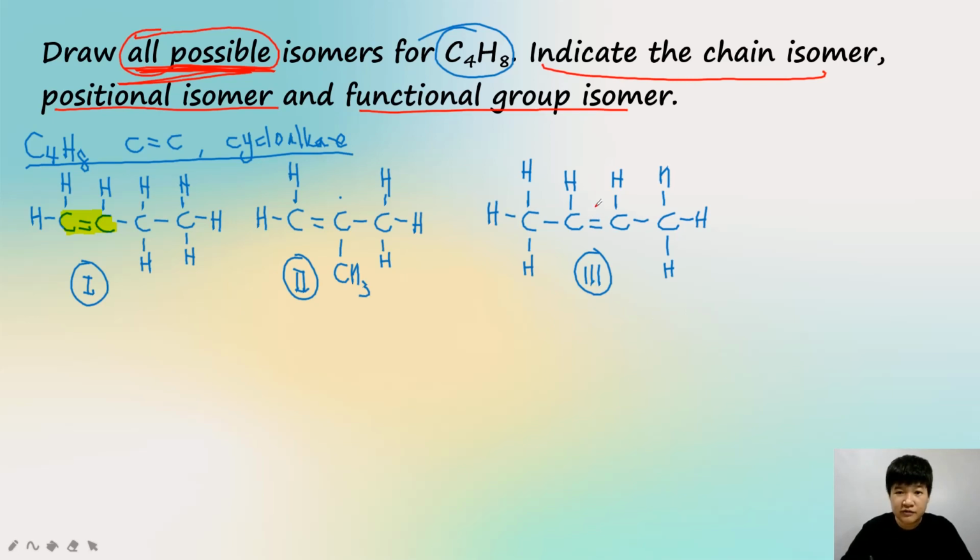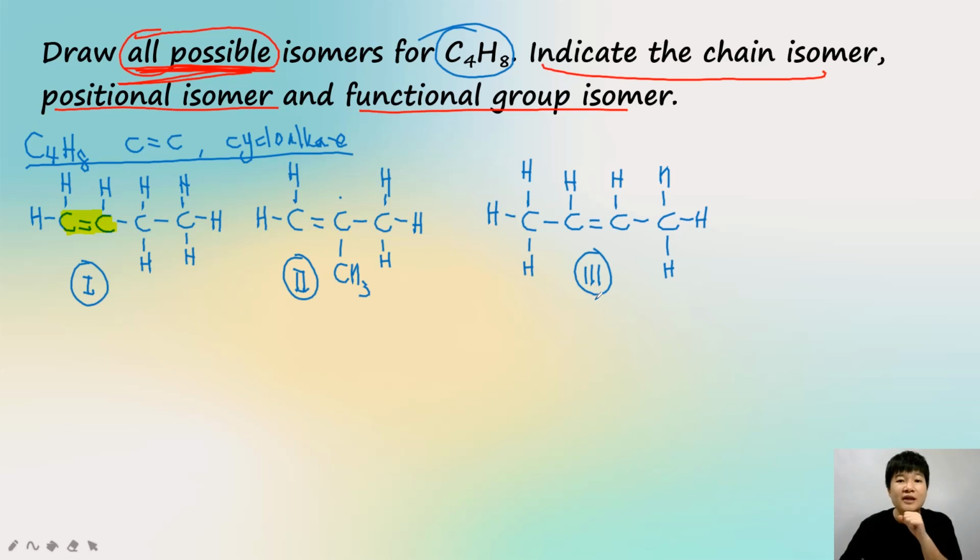So can we still move the double bond? No, we cannot move the double bond, because if we move it, it will go back to the first carbon. Okay, so we are not going to move it, which means that we are done for this positional isomer. For this 3-carbon chain, we also cannot move the double bond, because when we move it, it will also go back to the first carbon. If we move it down here, it will also go back to the first carbon. So for this one, we don't have any positional isomer.